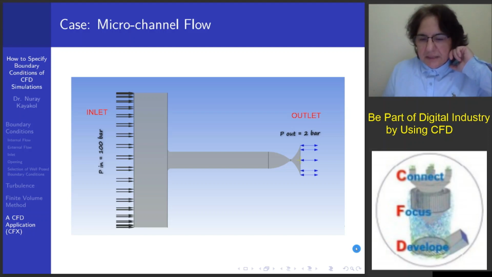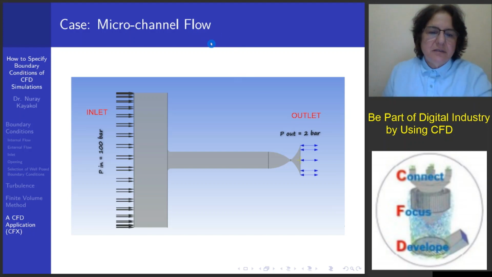So let's go to our case, microchannel flow. Inlet is 100 bar. This is a large cylindrical pipe, and then a small narrow pipe. At the end there is a diverging converging nozzle. Outlet is 2 bar.